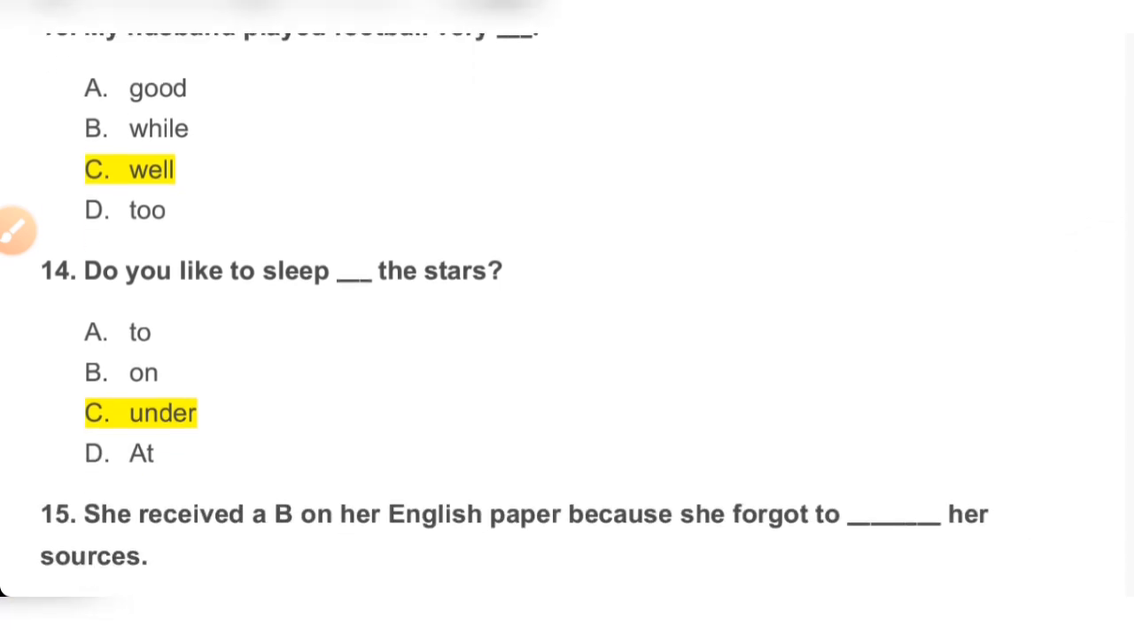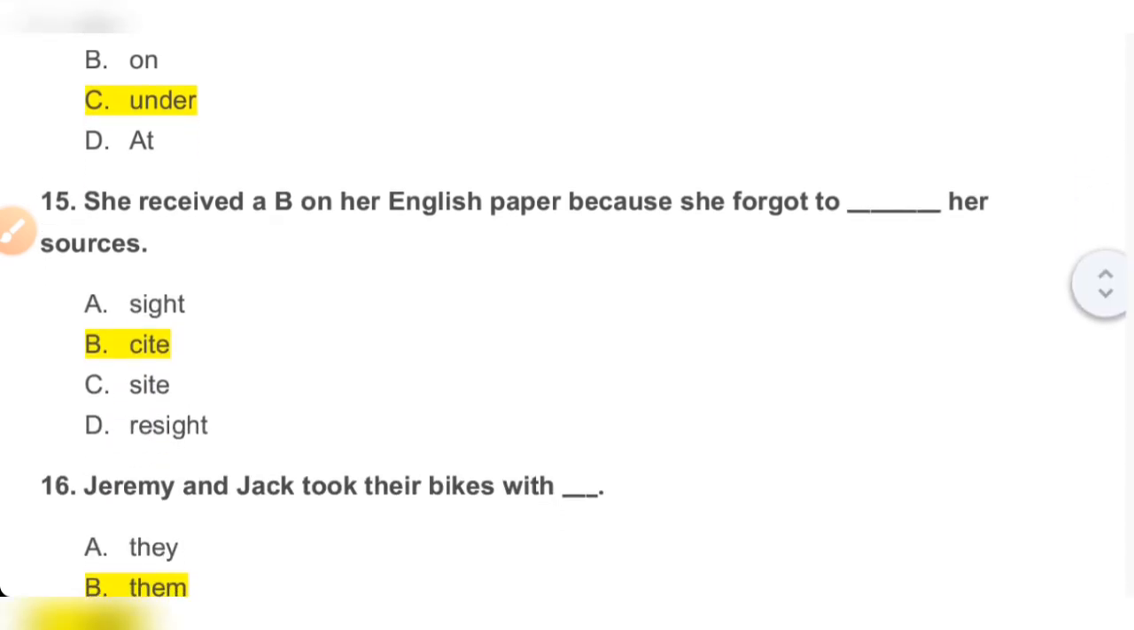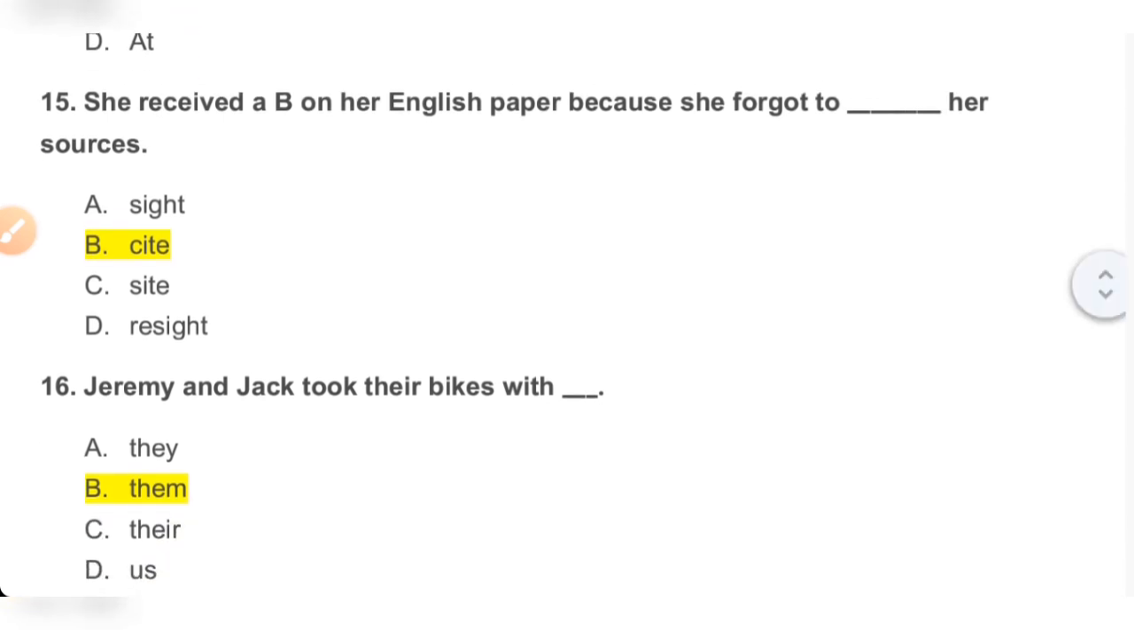14, do you like to sleep under the stars? There are four different options and under is the correct option. Other question, she received a B on her English paper because she forgot to check her success. There are four different options and the correct option is option B.